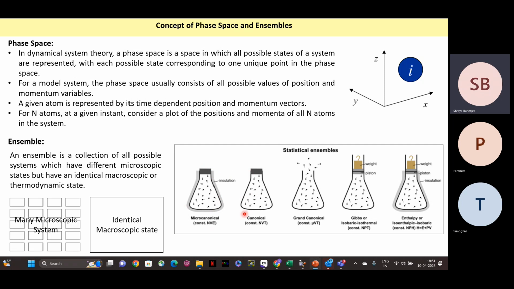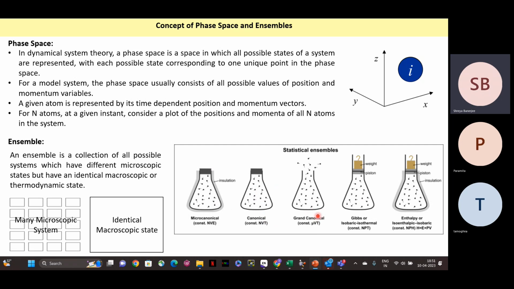So because the insulation is not present, the energy will exchange with the surroundings and the temperature will equilibrate till the temperature is the same as the surroundings. So in the canonical ensemble, energy is not constant because the insulation is absent, but the temperature is constant because it can exchange energy with the surroundings and maintain a constant temperature.